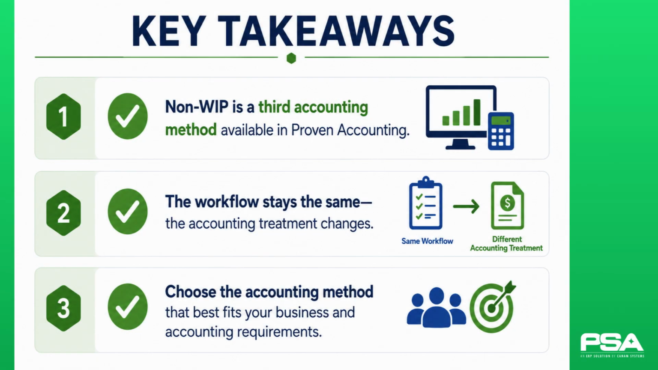Let's recap today's session. Today, we introduced non-WIP, the third accounting method available within Proven Accounting, along with the standard WIP and the completed job method. Non-WIP was designed for organizations looking for a simpler accounting workflow while maintaining complete job costing and profitability reporting. With the non-WIP accounting method, revenue is recognized as customer invoices are posted, and costs are recognized as job costs are posted, and the monthly WIP processing is no longer required. Although the accounting methodology changes, your day-to-day workflow and operational reporting remain exactly the same.